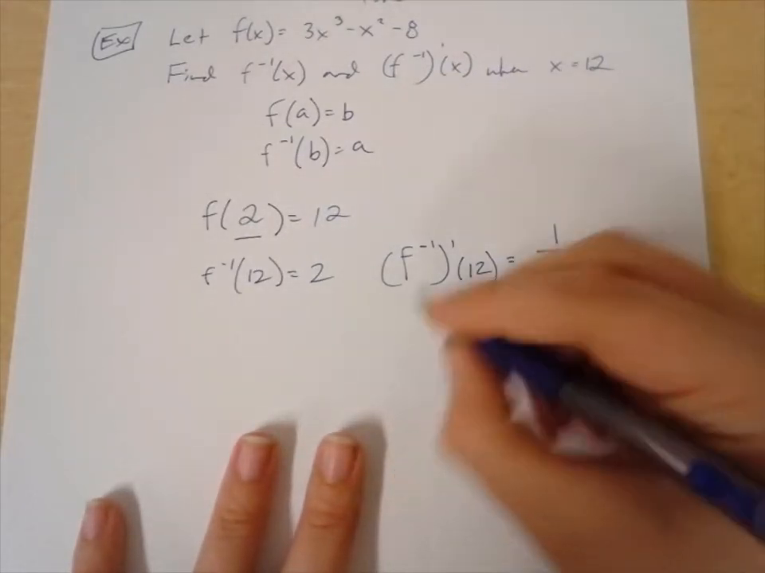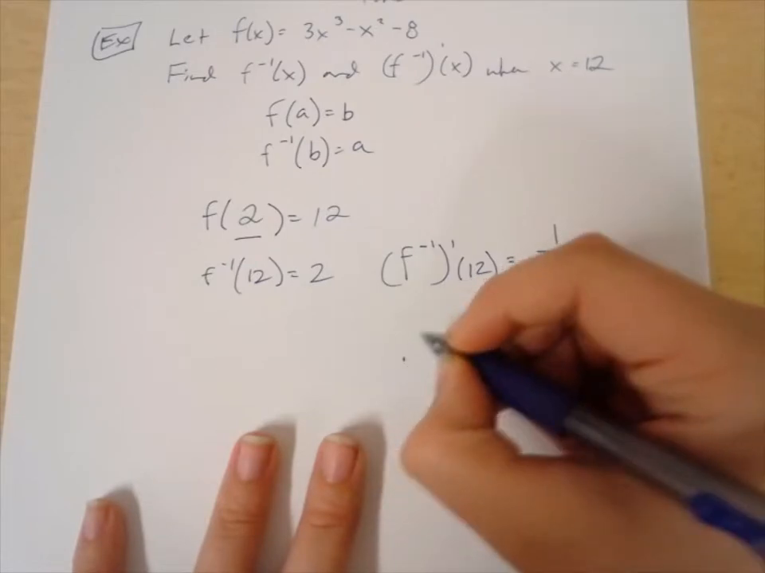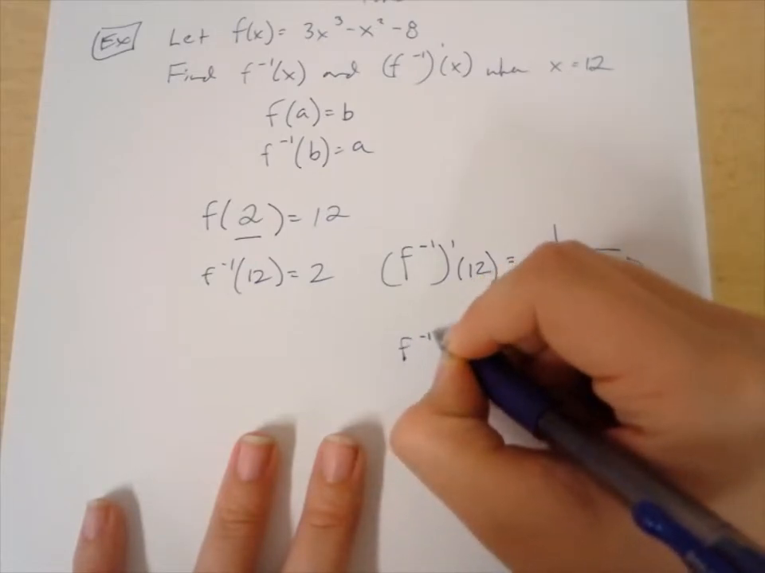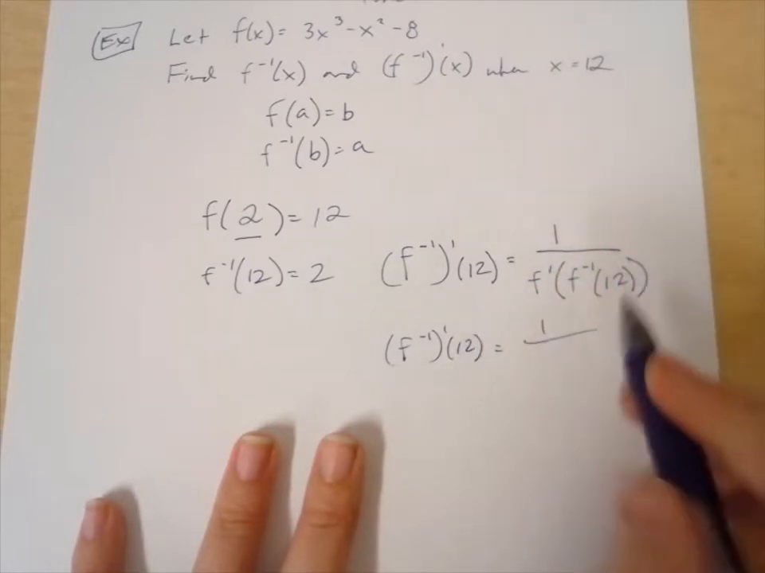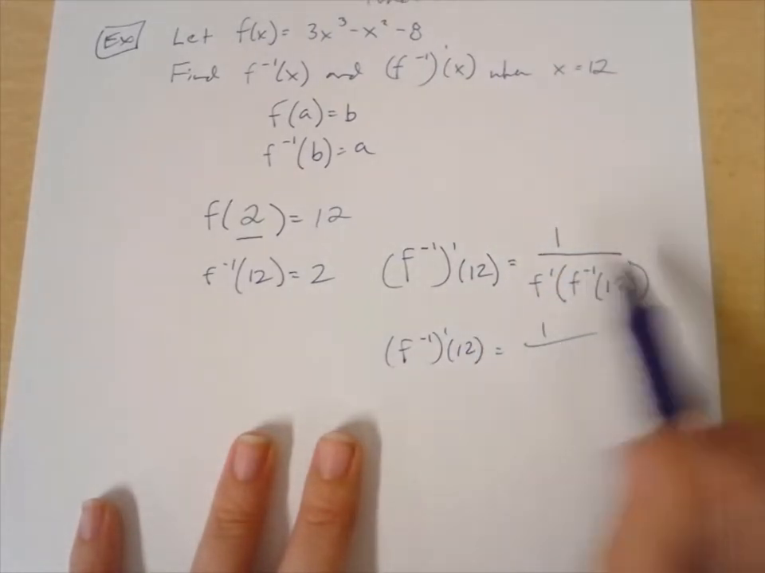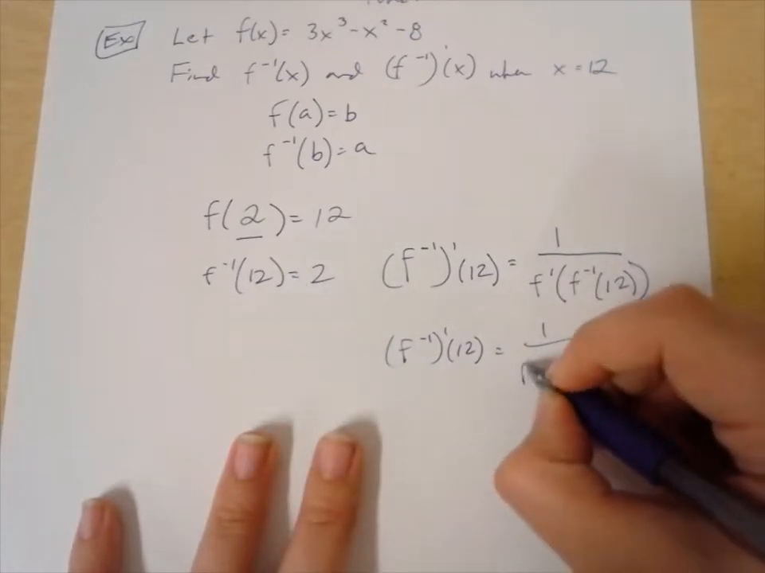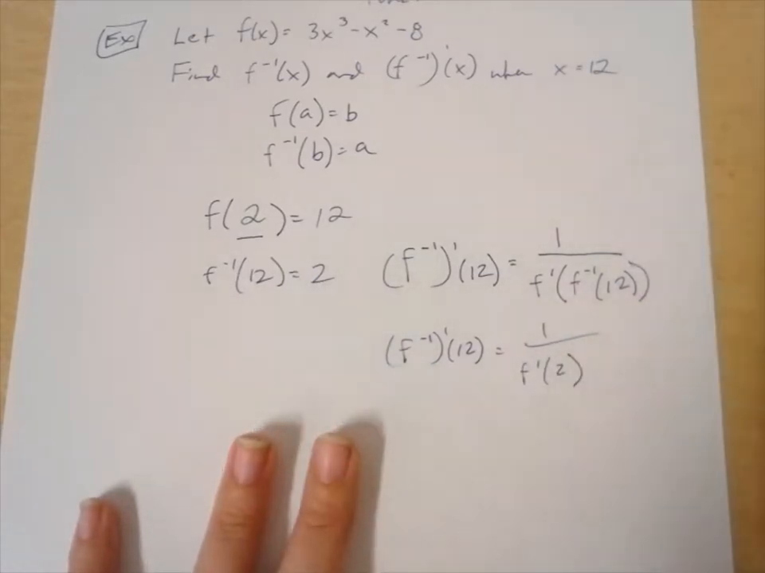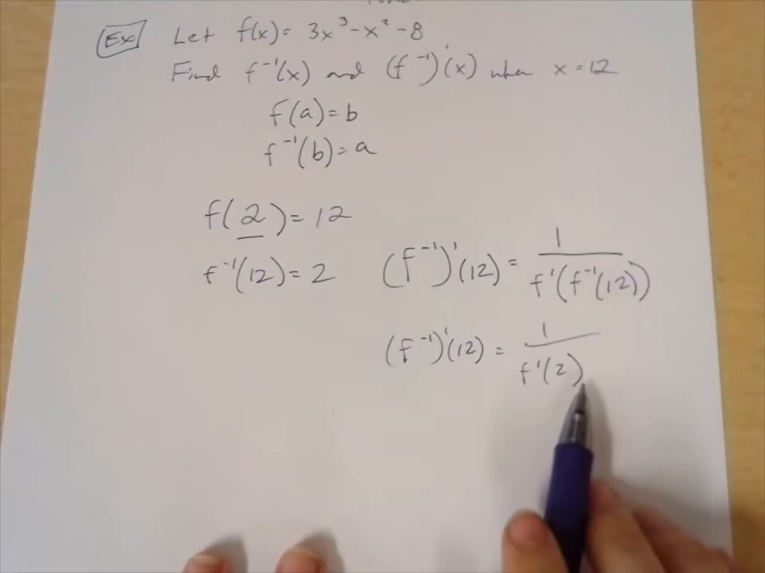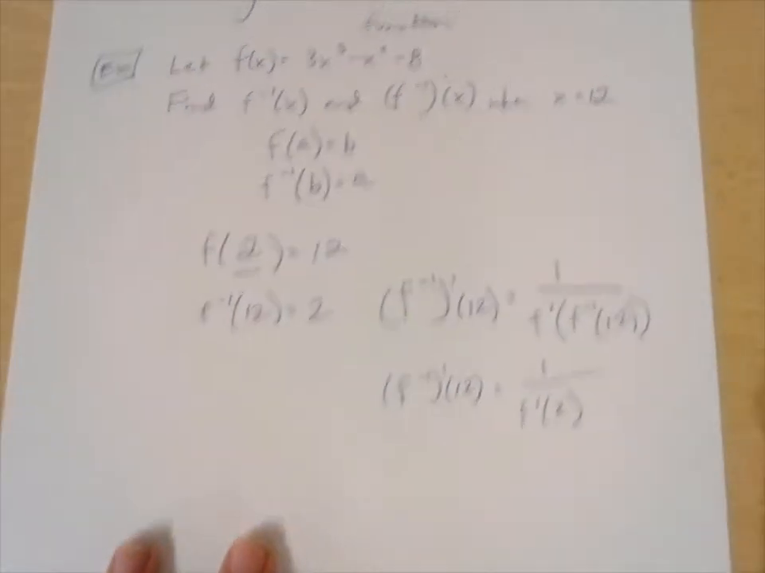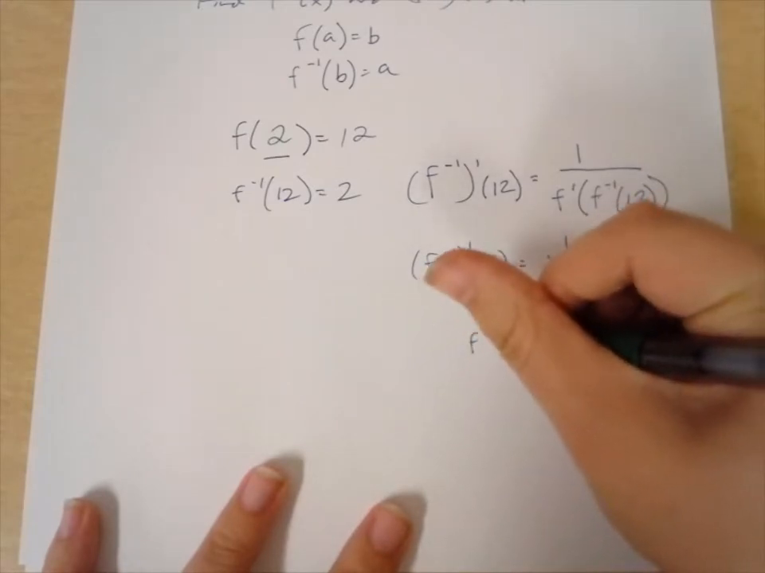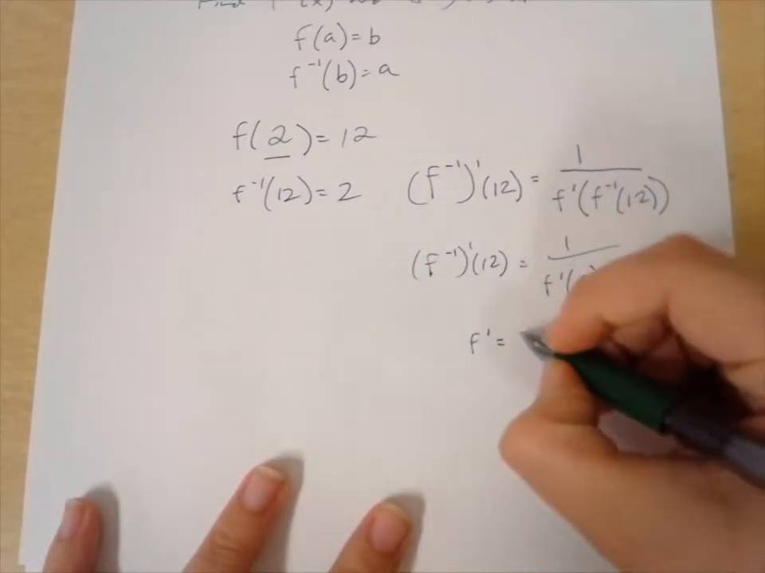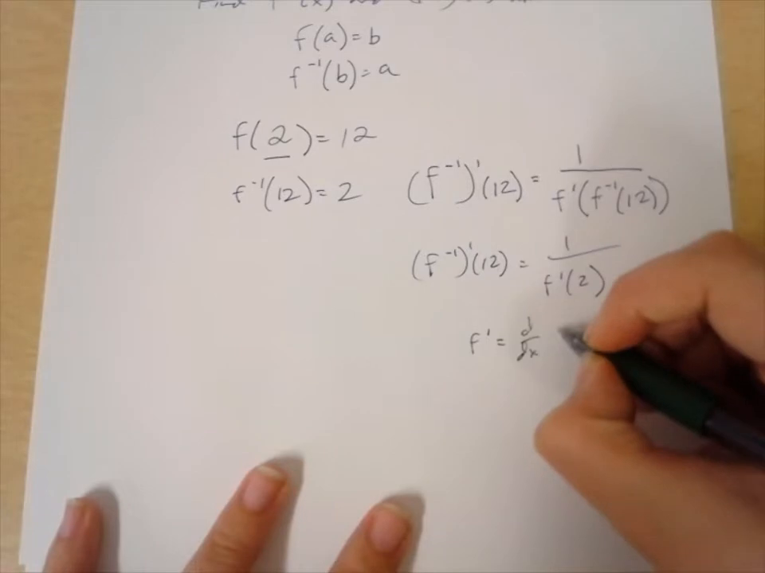And what we can go do from here is say f to the negative 1 prime of 12 equals 1 over, well, we know the inverse at 12 is 2, so we can say f prime of 2. And we can find f prime by looking at our original function, right? We can just write this in another color real quick. To find f prime, we take the dx of everything in there.